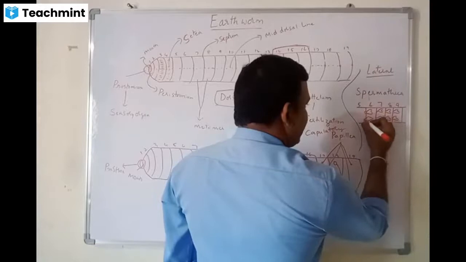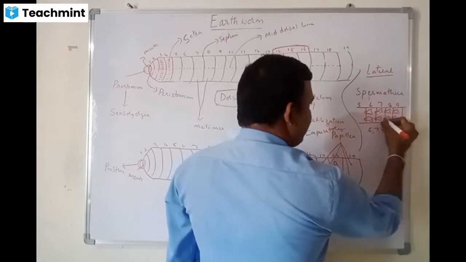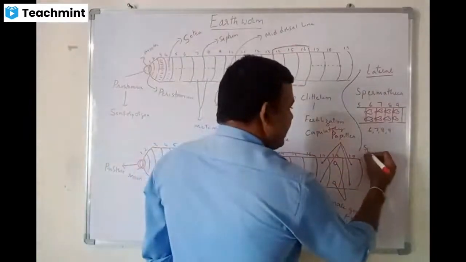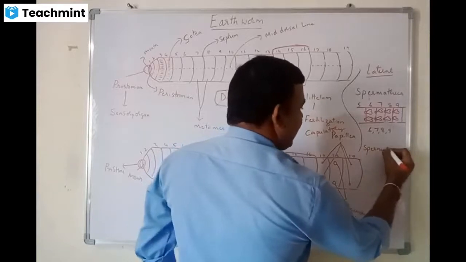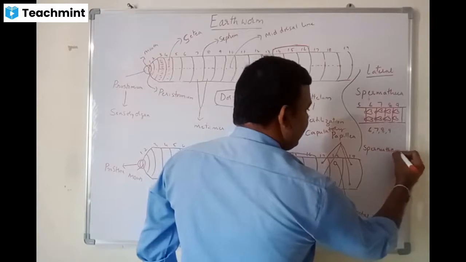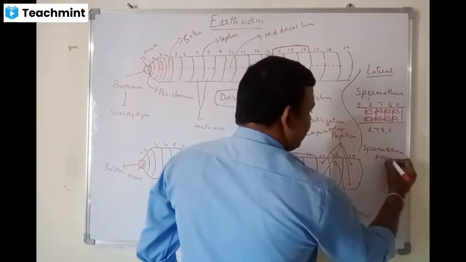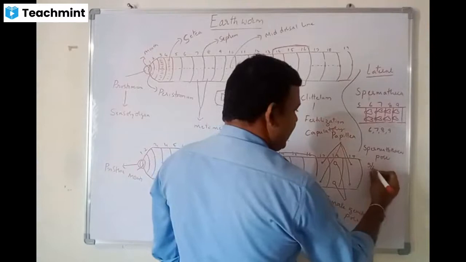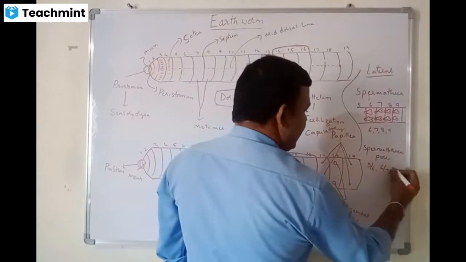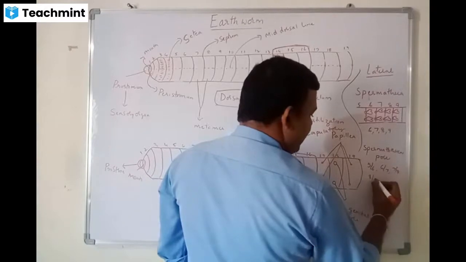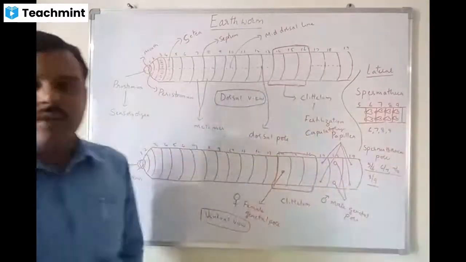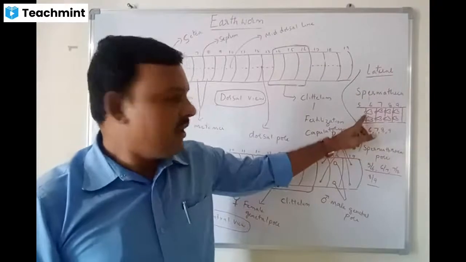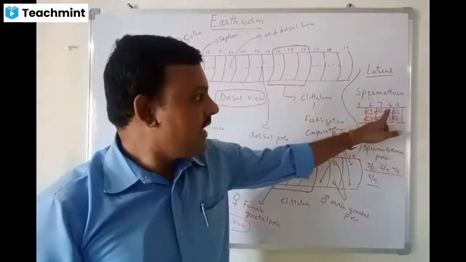In the septum, there is an opening which is called the spermathecal pore. These are present at 5 by 6, 6 by 7, 7 by 8, and 8 by 9, the septa. The spermathecae are present at 6, 7, 8, 9, but their openings are at the junction of 5 and 6, 6 and 7, 7 and 8, and 8 and 9.